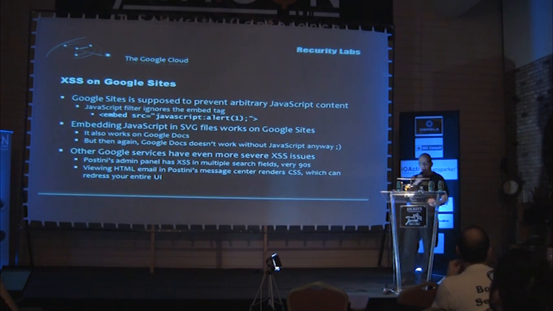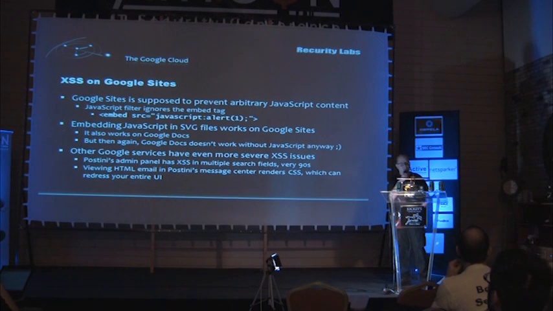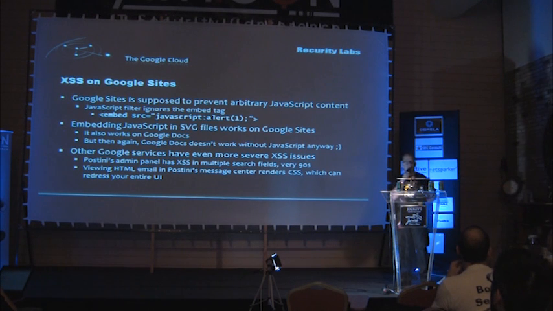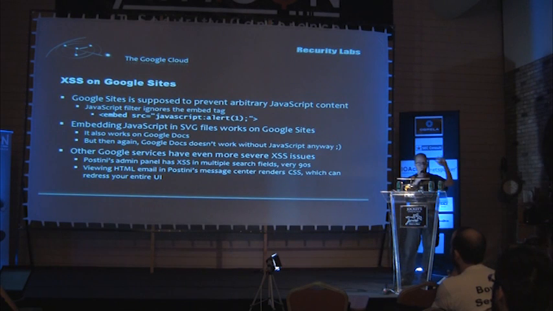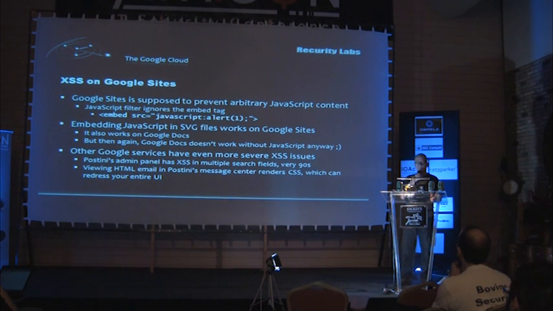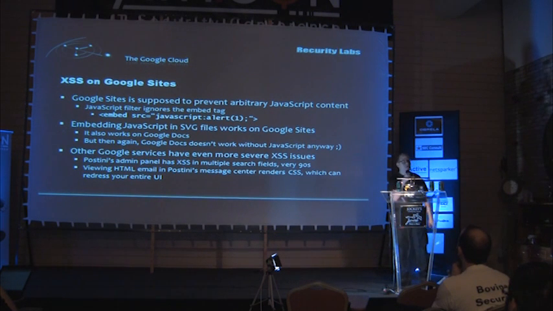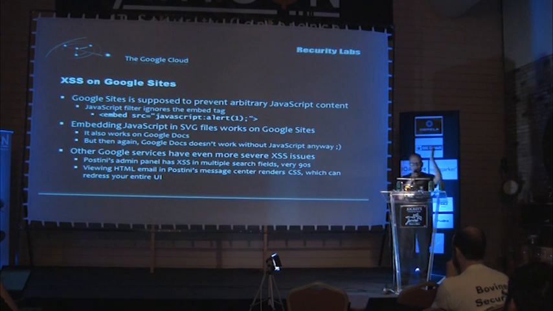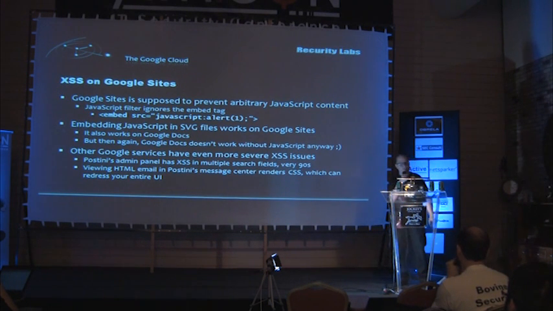Other services have lots of 90s style cross-site scripting issues. So, for example, the administrator panel in Postini, the secure and encrypted Google email service that is also used by many government agencies in the States, actually has a cross-site scripting bug when viewing messages from users. So if you have a cross-site scripting in the subject of an email of a user, you call the admin, say, look at this account, please, and plop, admin gets owned.